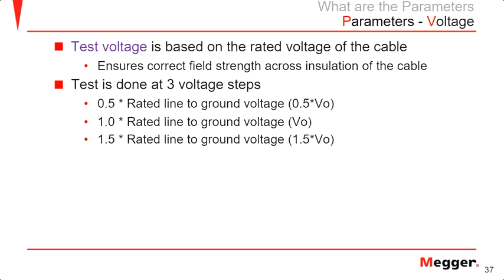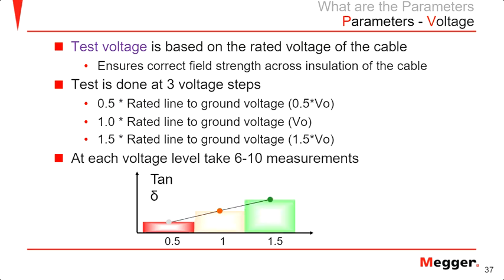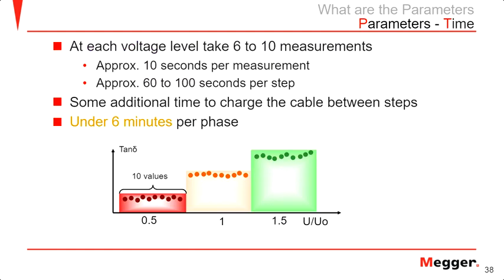Once you put your operating voltage in, the unit will figure out the 0.5, 1, and 1.5 steps. There are typically 6 to 10 measurements taken on each voltage step. So you have your 0.5 step, 1 step, and 1.5 step, and it takes 6 to 10 measurements on each of those steps and then gives you an average based on that. So you have your values, and it will throw out an average saying this is your value at 0.5 times, 1 times, and 1.5 times.